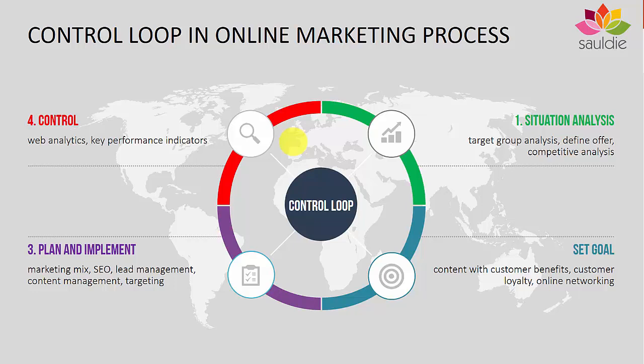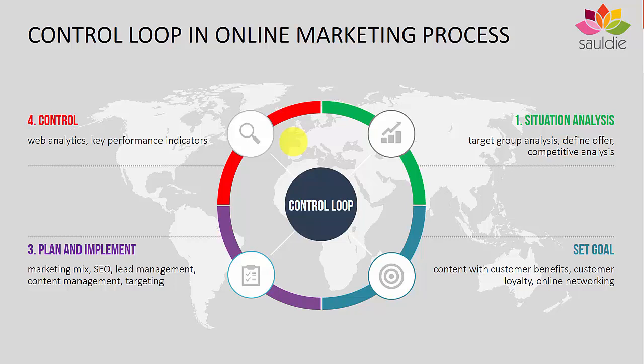That means we have to find out ways on how we are going to measure what we are doing online. So are we measuring customer benefits, customer loyalty, and online networking? How many contacts does our website create? Step 3 is plan and implement.